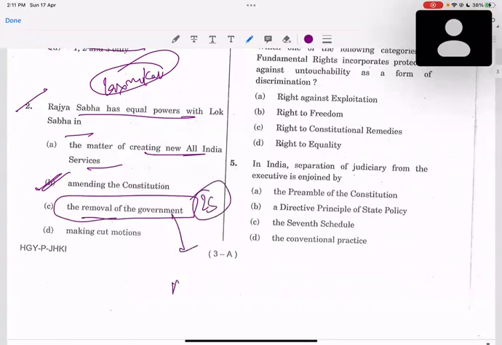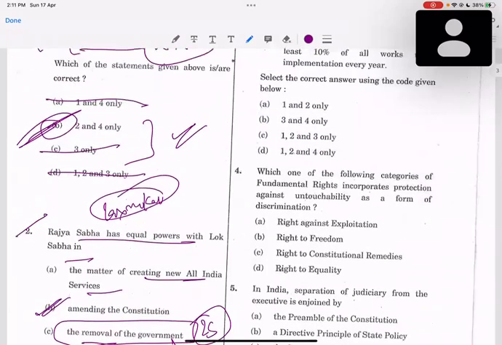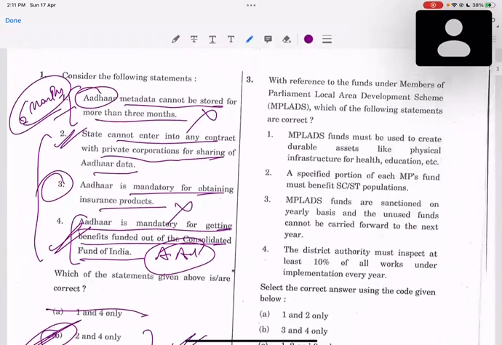Yes, do study about this no confidence motion, because it was in news recently regarding Pakistan. So do study about this. And making cut motions is also a privilege of Lok Sabha. So there's nowhere Rajya Sabha equal with Lok Sabha. Simple question.